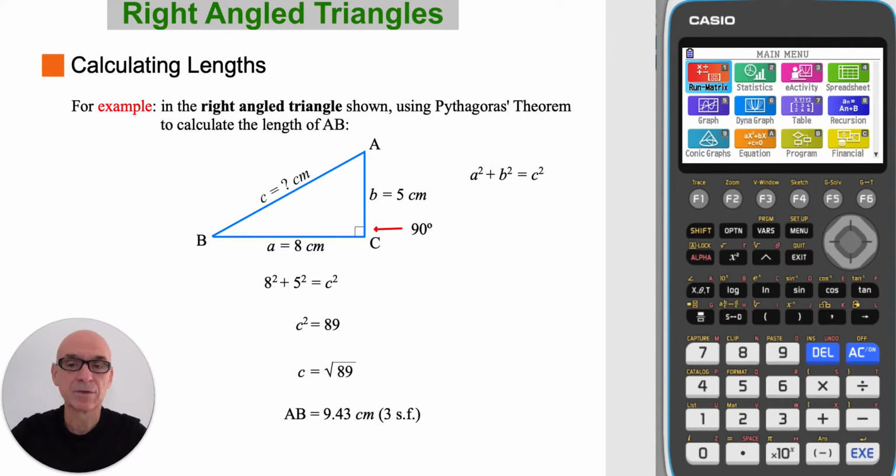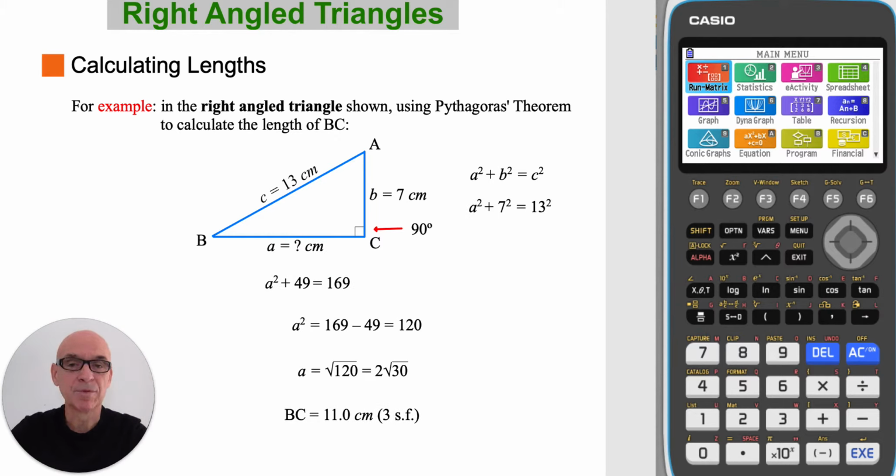In the right-angled triangle shown, we can use Pythagoras' theorem to calculate the length of AB. Identifying AB, or c, as the hypotenuse, the longest side, opposite the right angle. Squaring and adding the two shorter sides, and then square rooting the result, gives a length of AB equal to 9.43 centimeters, correct to three significant figures.